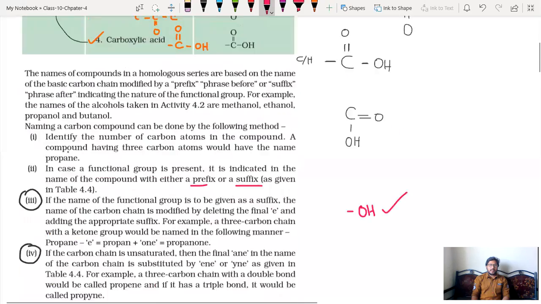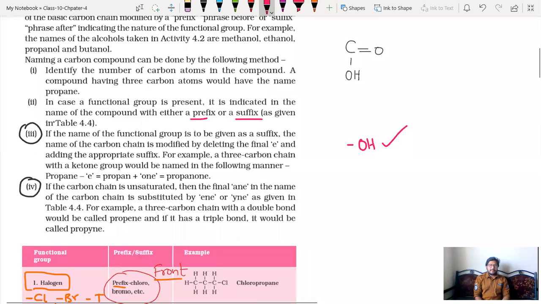Let us take the third point. If the name of the functional group is to be given as suffix, so yes, we are going with suffix only right now. The name of the carbon chain is modified. So it is basically propane because of 3 carbons, and there is one functional group, that is OH. OH is nothing but alcohol. So if alcohol is present, that is mentioned as OL, and that is also a suffix.